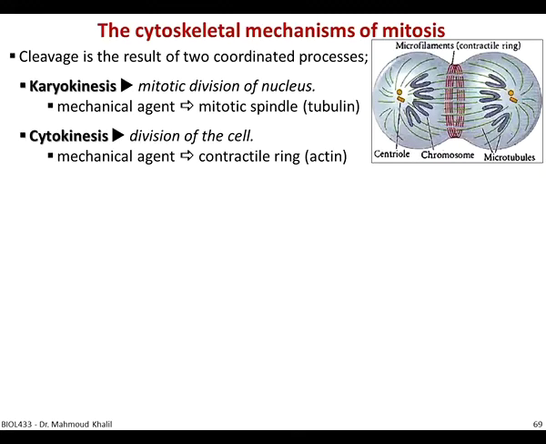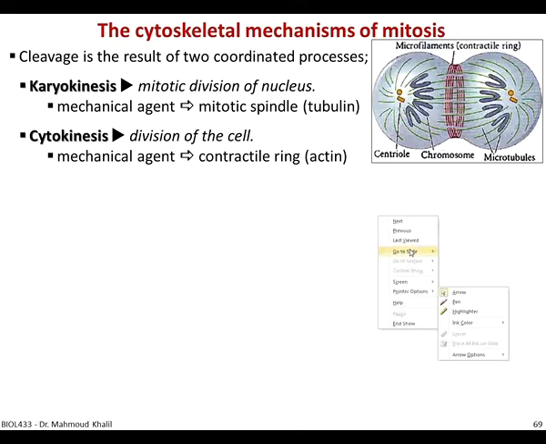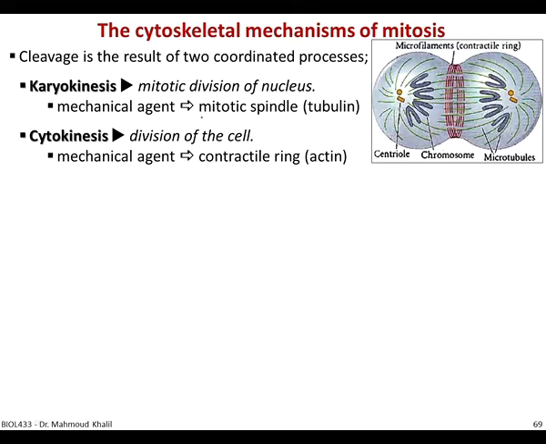So what about the cytoskeleton? What is occurring in the cytoskeletal mechanism during mitosis? Generally, mitosis, as you already know, is a function of two coordinated processes: karyokinesis, which is the mitotic division of the nucleus, and cytokinesis, which is the division of the cells. You can see you have two perpendicular rings that help in performing these two processes. You have two mechanical agents: a mitotic spindle, which is comprised of the tubulin protein, and a contractile ring, which is formed of the actin protein.